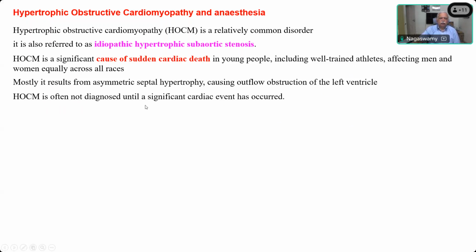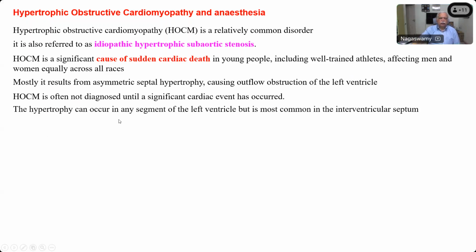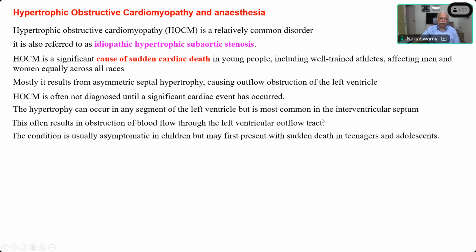And it is not diagnosed until a significant cardiac event has occurred. That is the unfortunate thing about this. So it suddenly happens and you find yourself in a miserable condition. The hypertrophy can occur in any segment of the left ventricle, but most commonly it occurs in the interventricular septum. This often results in obstruction of blood flow through the left ventricular outflow. That is, through the aortic valve, the flow is suddenly decreased. The condition is usually asymptomatic in children, but may first present with sudden death in teenagers and adolescents. I am repeating this again and again because of the nature of how it happens in this disease.